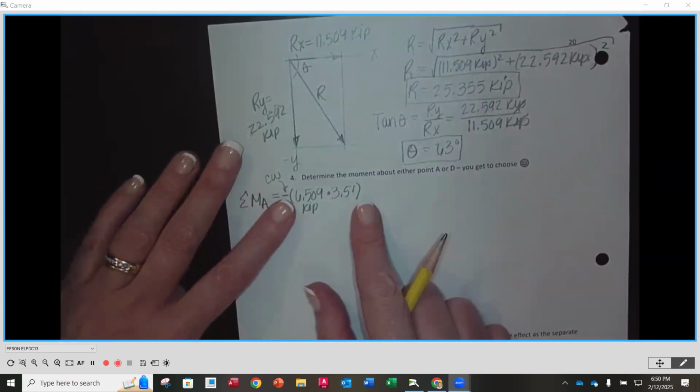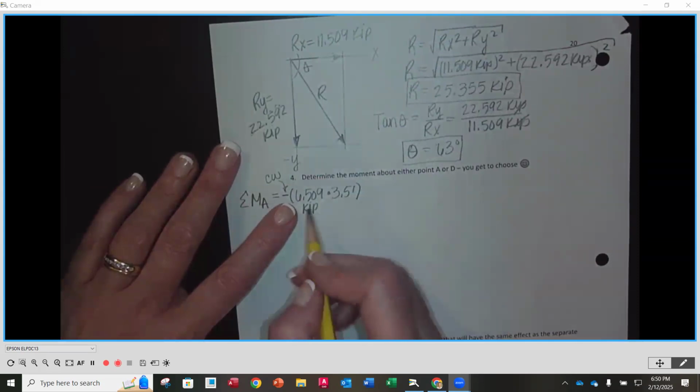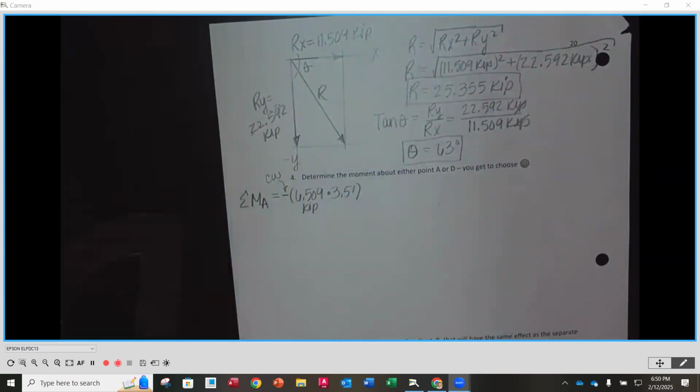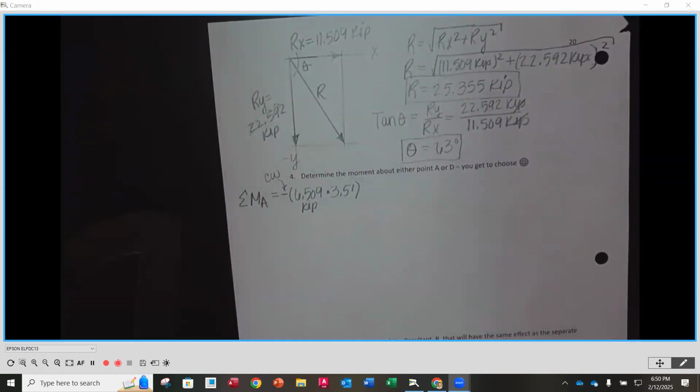There is no other way to write this except to put your moments in parentheses. The book doesn't do that, and I am insisting that you do that. You will get points off if you don't show your moment in the parentheses. The reason is this sign out front is for the rotation of the moment, the product of force times distance. If you leave the parentheses off, it makes it look like the 6.5 is negative and not 6.5 times 3.5. So it's really important that you put that on. All right, so that's our first one.